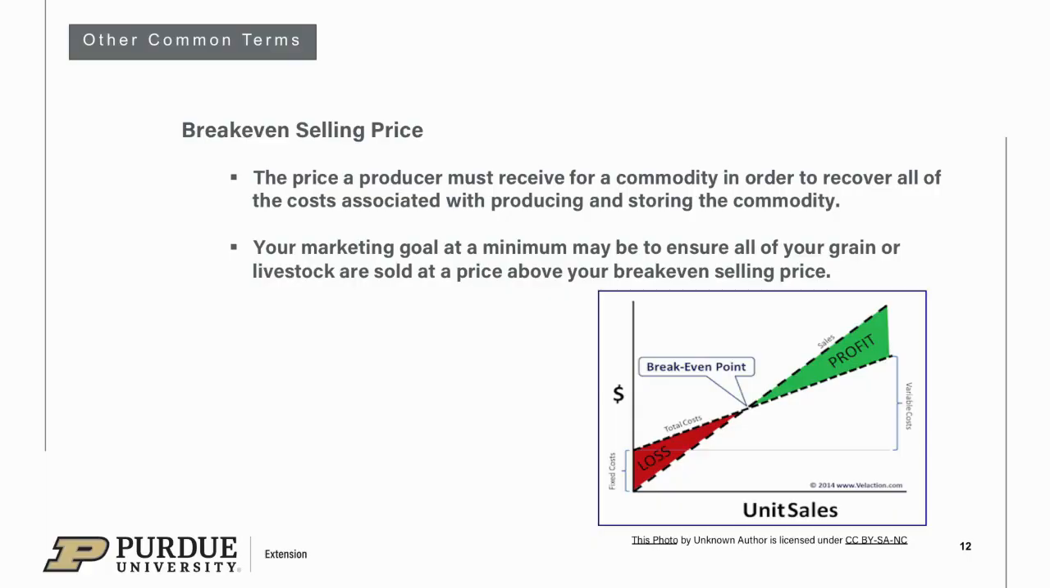Our final term, though, is break-even selling price. It's the price the producer must receive for a commodity in order to cover all the costs associated with producing and storing that commodity. So it's kind of like that minimum number that you really want to receive for that grain or your cattle to make sure that you've covered all your expenses and you're going to make a profit. Some individuals will actually set their marketing goal at making sure everything they sell is always above that break-even selling price. So it's a good idea to have a basic understanding of it.